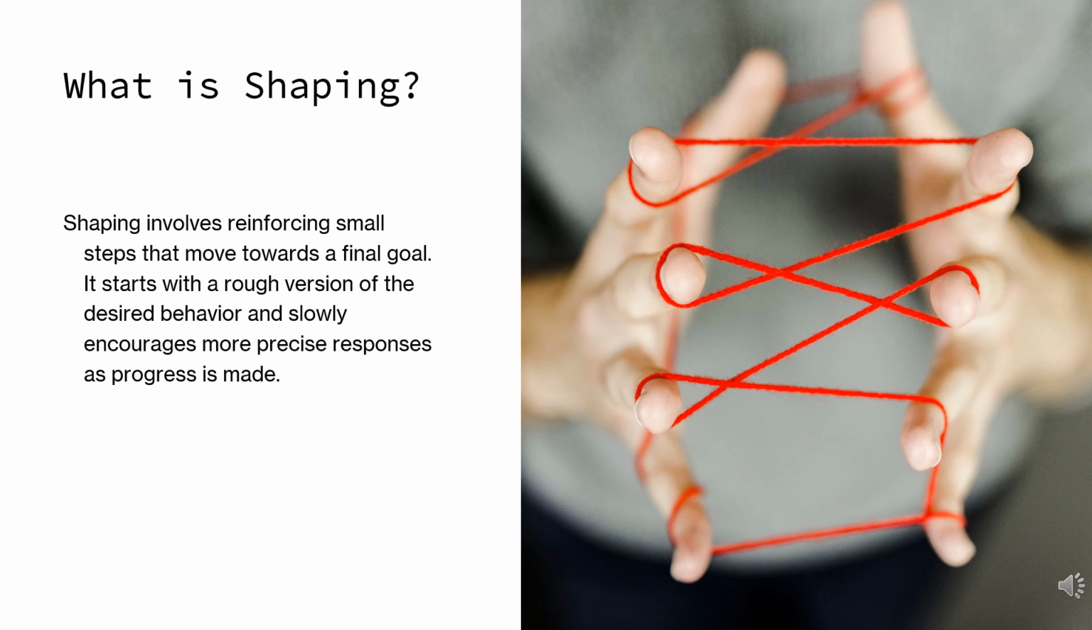Shaping is a technique that we use in behavior analysis to teach new behaviors by reinforcing small steps or approximations towards a final desired behavior. This technique helps break down complex behaviors into more manageable parts. The main idea of shaping is that by reinforcing each small step, we can gradually guide someone to learn a new skill or a behavior.